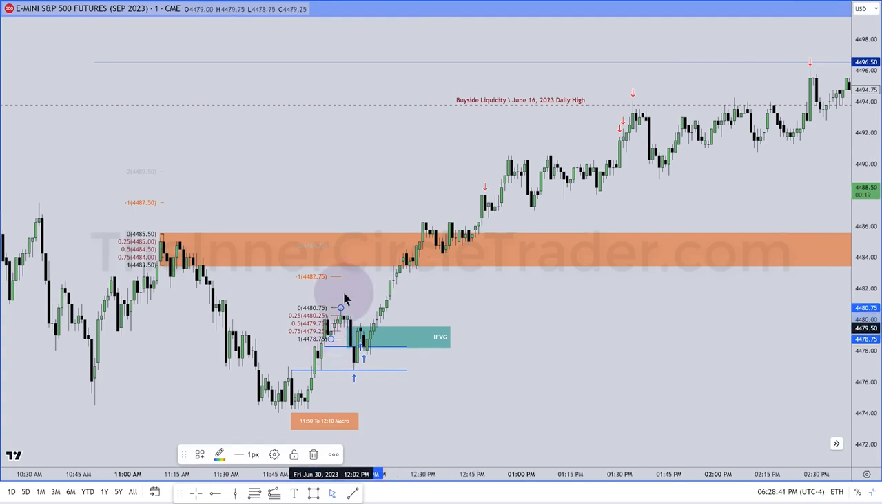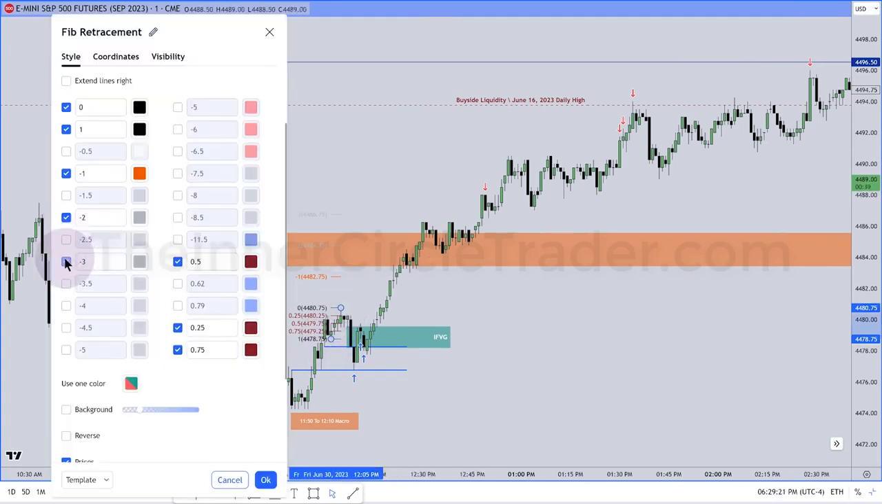So we have this range right here, but now we have 3 standard deviations, 4 standard deviations, 5 standard deviations, 6, 7.5. Where does 7.5? Now, if I show you 6.5, that's right at that old high. You see that? 4493.75. That right there tells me that will definitely reach for that liquidity. Remember, 4493.75 is the high of June 16, 2023.